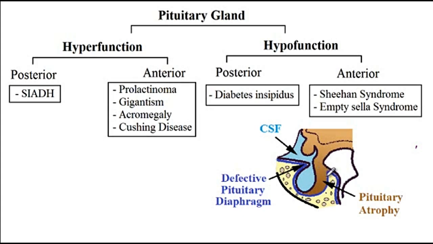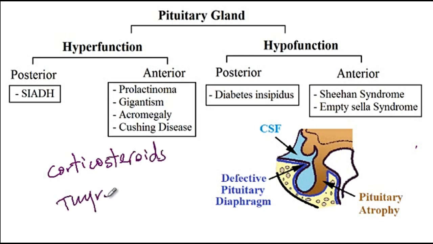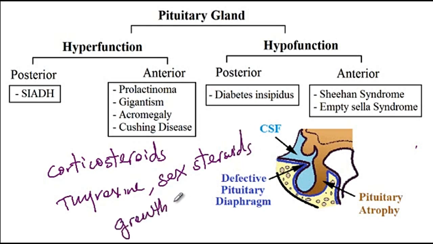And so for the treatment of these patients, what you will have to do is provide substitute therapy with corticosteroids, thyroxine, sex steroids, as well as the growth hormone. And that concludes our discussion of this video.